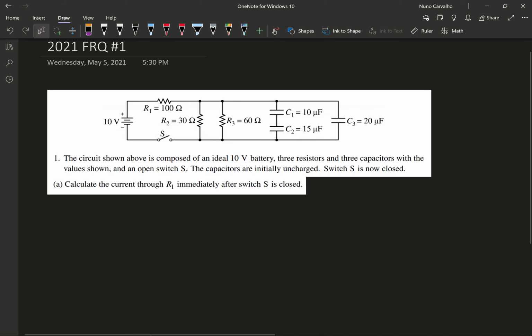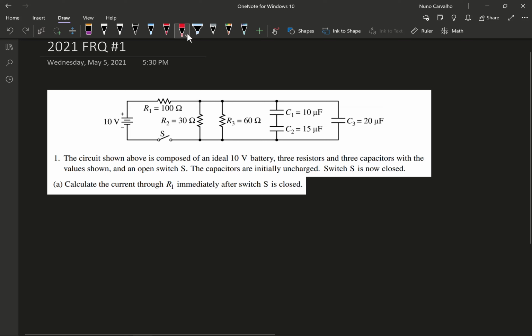So let me read out the question. The circuit shown above is composed of an ideal 10-volt battery, 3 resistors and 3 capacitors with the values shown, and an open switch S. The capacitors are initially uncharged, and switch S is now closed. Part A asks us to calculate the current through R1 immediately after switch S is closed.